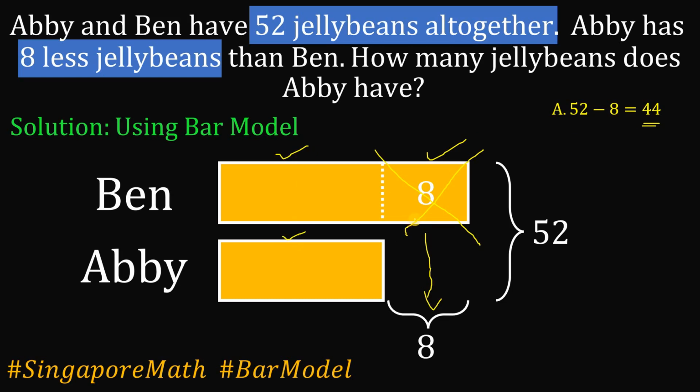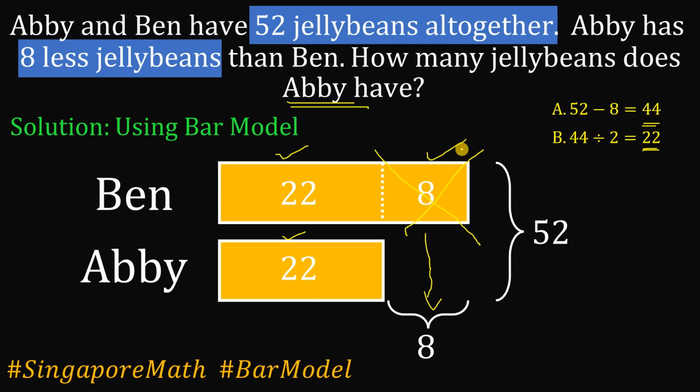Now the question is, how many jelly beans are in each of these two bars? So what we're going to do is to divide 44 by 2. So 44 divided by 2, this will give us 22. Meaning each of these two bars contains 22 jelly beans. And there you go. Ben has 22 plus 8 or simply equal to 30 jelly beans. But in the question, we want how many jelly beans does Abby have? And the bar of Abby has 22 jelly beans.